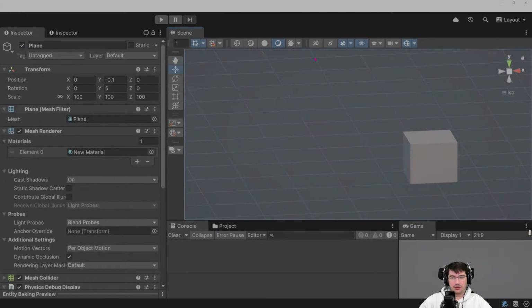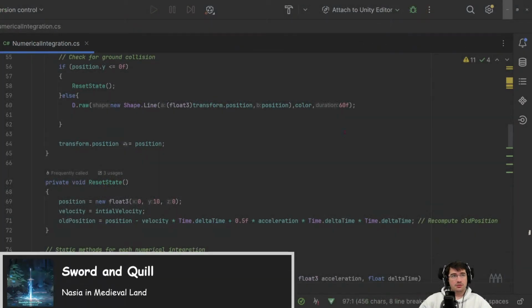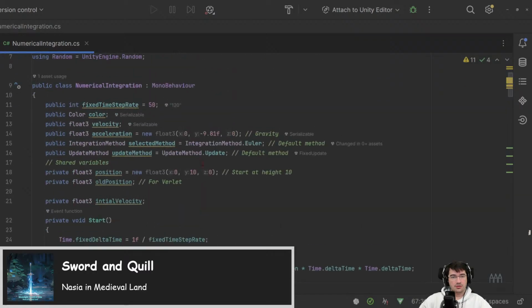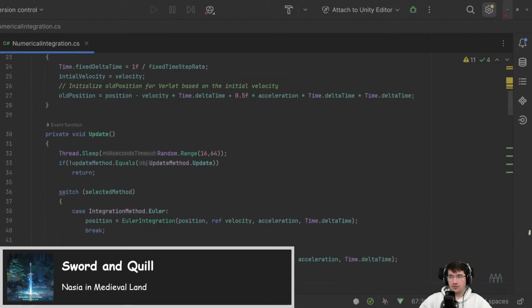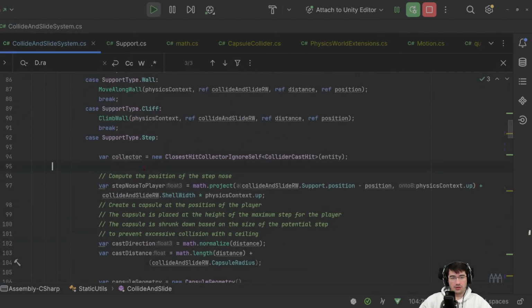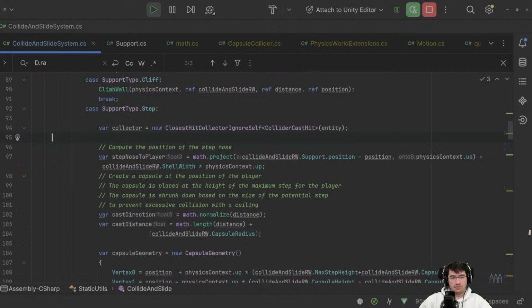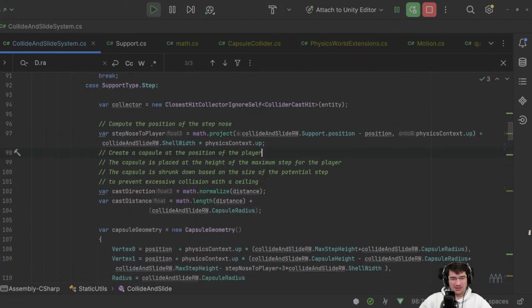So let's dive into you. Why are you not willing to work? No, that's the other project. Numerical integration, collide and slide. This one. I really want to fix that to be able to go to the next step. But that's a bad choice of word. To try the next numerical integration, the next project.